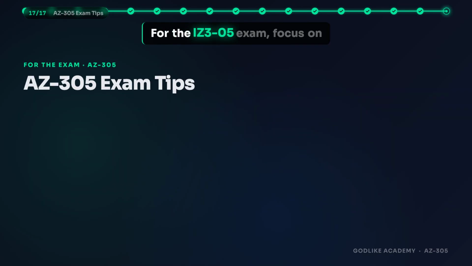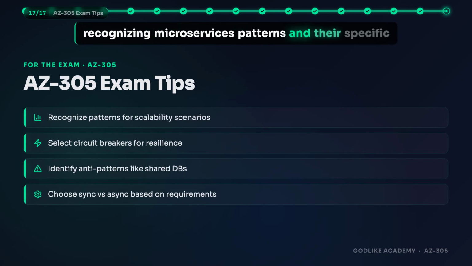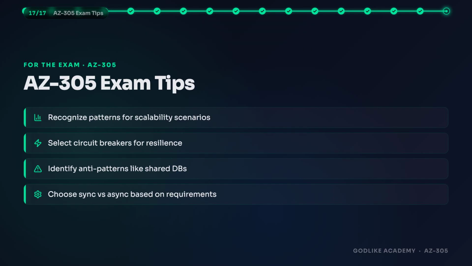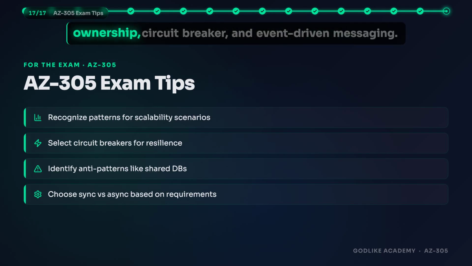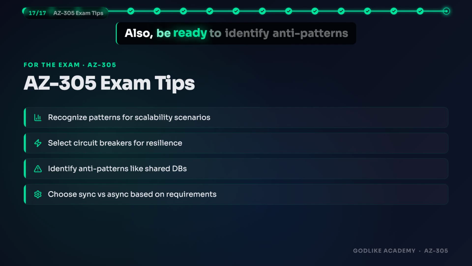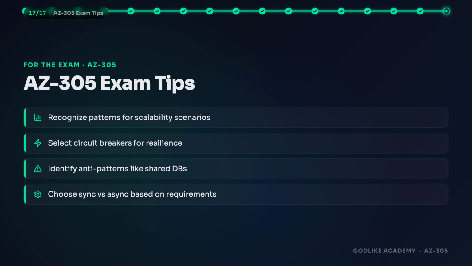For the AZ-305 exam, focus on recognizing microservices patterns and their specific trade-offs during scenario questions. You will likely encounter scenarios asking you to select the right pattern for scalability or resilience using Azure App Service or Kubernetes. Pay attention to keywords like data ownership, circuit breaker, and event-driven messaging. Also, be ready to identify anti-patterns such as tight coupling or shared databases through practical CLI configurations and architecture diagrams.